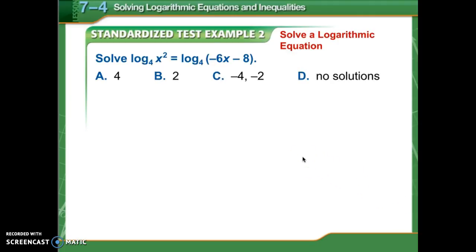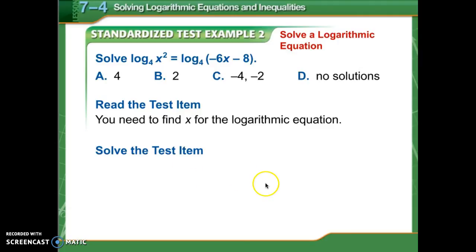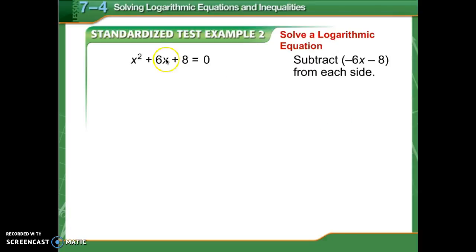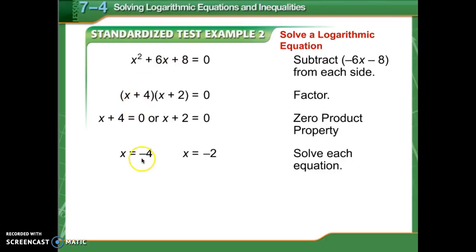So for example 2, we're looking at essentially a standardized test, a multiple choice question, which says that log base 4 of x squared equals log base 4 of negative 6x minus 8. Because we see that the logs and the bases are the same, we can just take the expressions x squared and negative 6x minus 8 and set them equal to each other. So when we do that, we create the equation x squared equals negative 6x minus 8. And what we're going to want to do is bring everything to one side of the equation, so we're bringing everything to the left side. We're going to factor this. We see that our two answers would be negative 4 and negative 2.